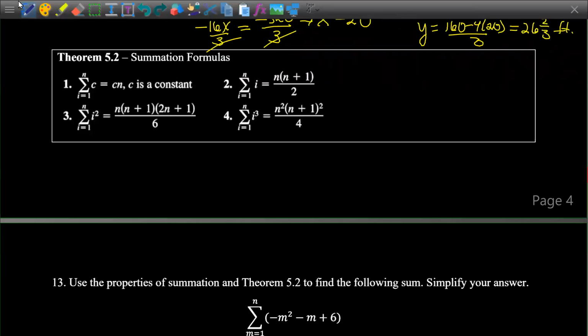Okay, number 13. Use the properties of summation and theorem 5.2, which you see at the top of the screen, to find the following sum. And the instructions in this case say simplify.